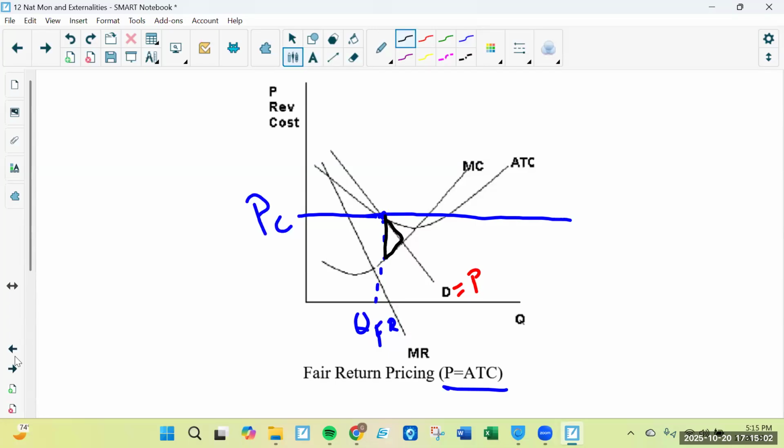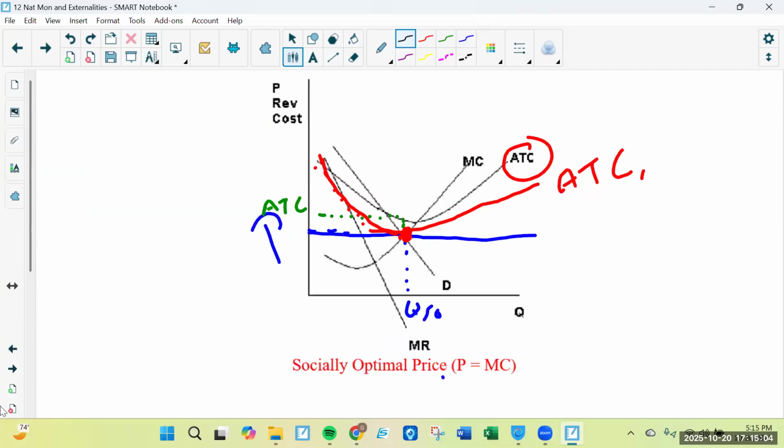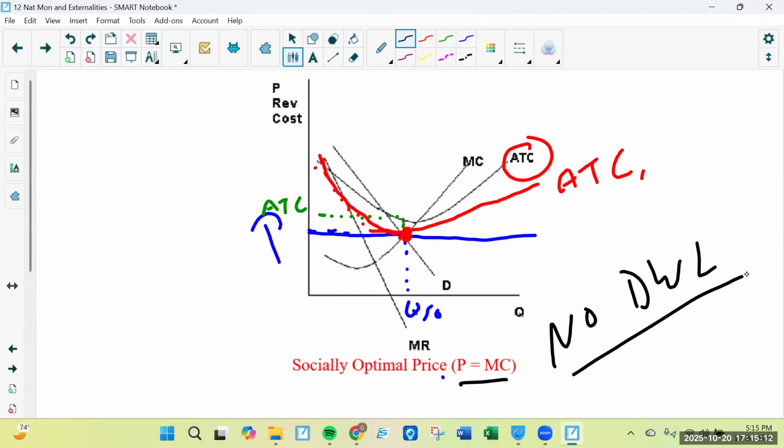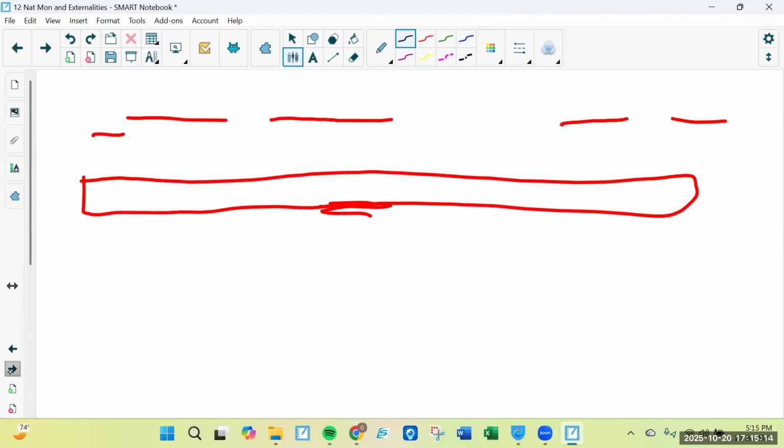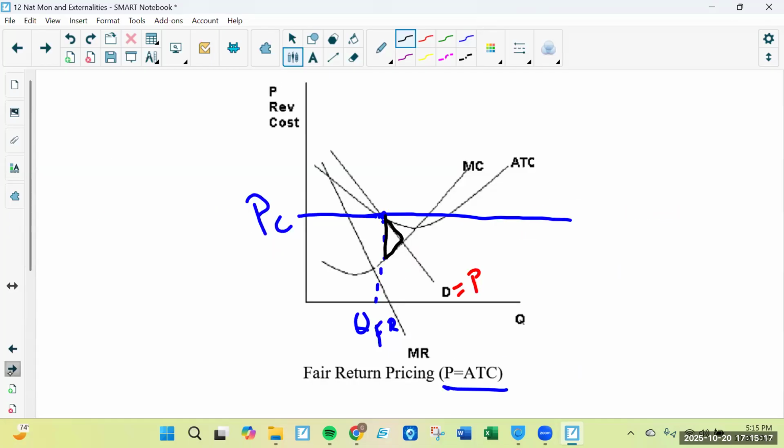Notice that when we did the socially optimal point, you went to price equals marginal cost. So the advantage of this one is there's no deadweight loss, and that's huge. Where this one here, regulate them at a fair return, you still have deadweight loss. It's less than it would have been. The deadweight loss before would have been way out here. So the green area would have been the deadweight loss, and now it's just the black triangle that is the deadweight loss.